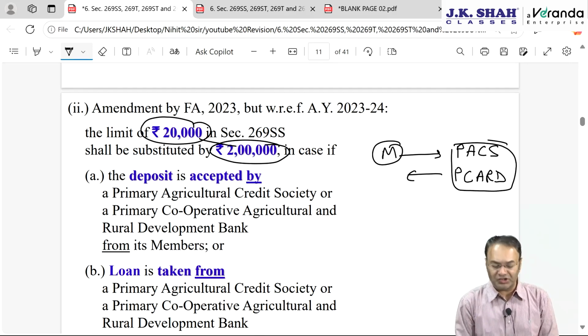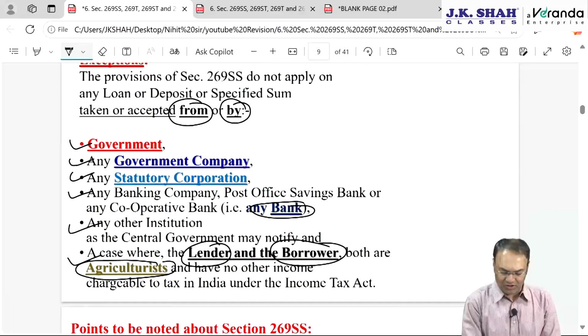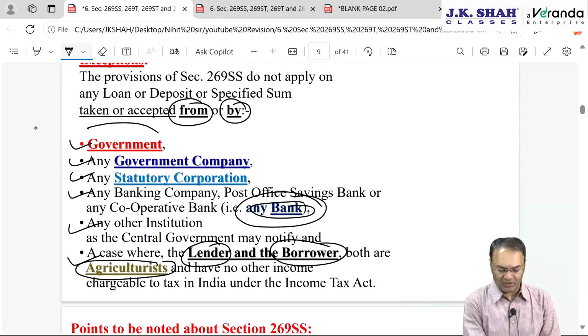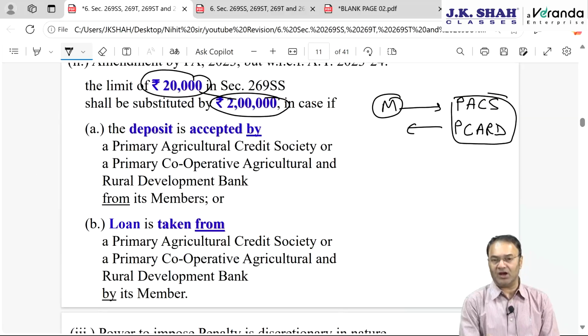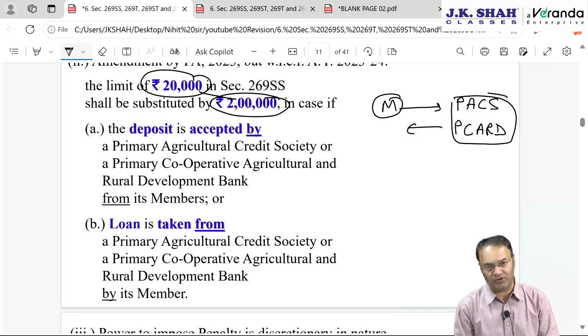These are not considered as banks. Bank is an exception, but this is not a bank. PACS and PCARD are not banks. So when they deal with their members, the section will be attracted, but with a higher limit. Instead of 20,000, the limit will be 2 lakh.